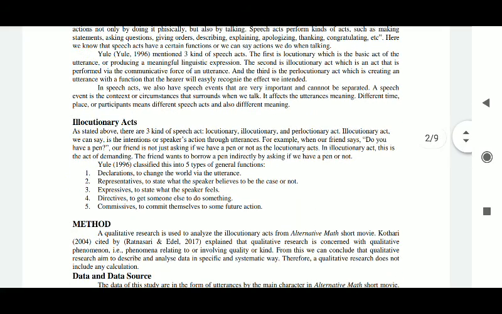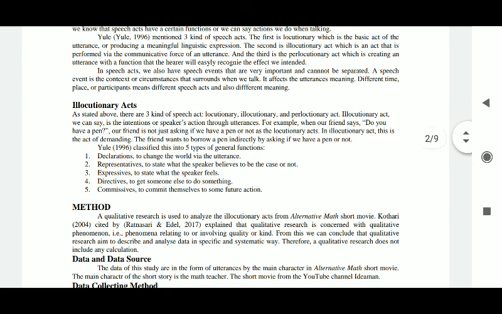Yule mentioned three kinds of speech act. The first is locutionary, which is the basic act of utterances or producing a meaningful linguistic expression. The second is illocutionary act, which is an act that is performed via the communicative force of an utterance. And the third is perlocutionary act, which is creating an utterance with a function that the hearer will easily recognize the effect we intended.